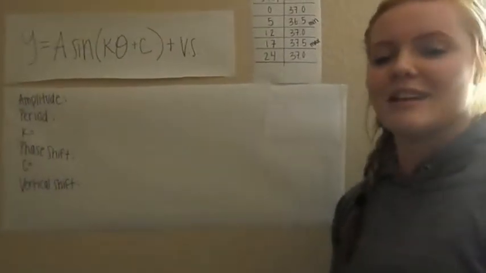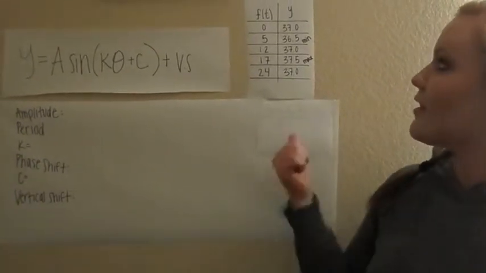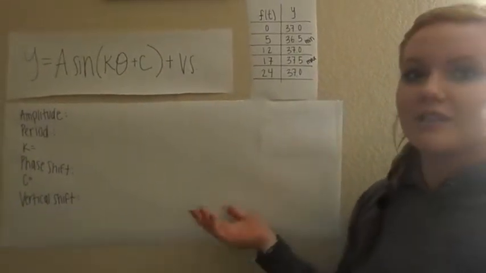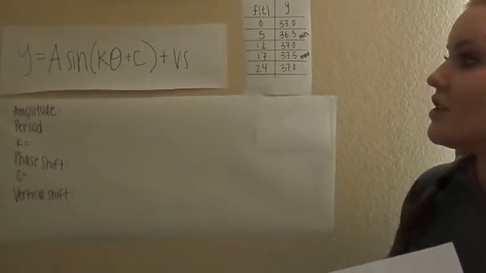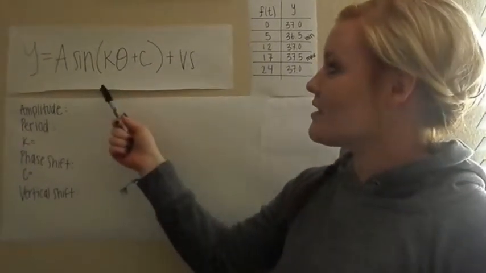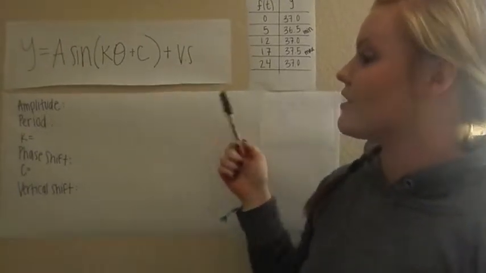Hi, I'm Kylie, and I'm going to be doing part A of the problem. We gathered information from 24 hours a day of the regular body temperatures, and we're going to apply it to a sine function, which is y equals a times sine of k theta plus c plus the vertical shift.